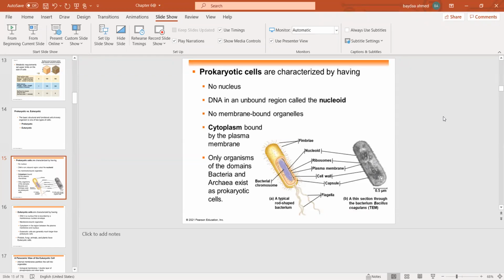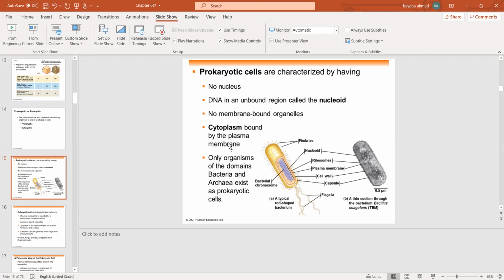We will start with prokaryotic cells. Those are characterized by having no nucleus. Just as I said before, they have a primitive nucleus. Their nucleus is only in the form of circular DNA that's concentrated in a region that is not membrane enclosed, called the nucleoid. So the DNA is a simple circular DNA molecule concentrated in a region called the nucleoid. And they don't have membrane-bound organelles. They have cytoplasm or cytosol that is bounded by the plasma membrane.